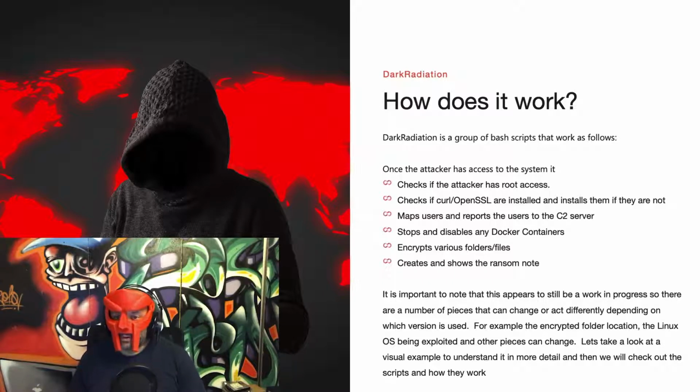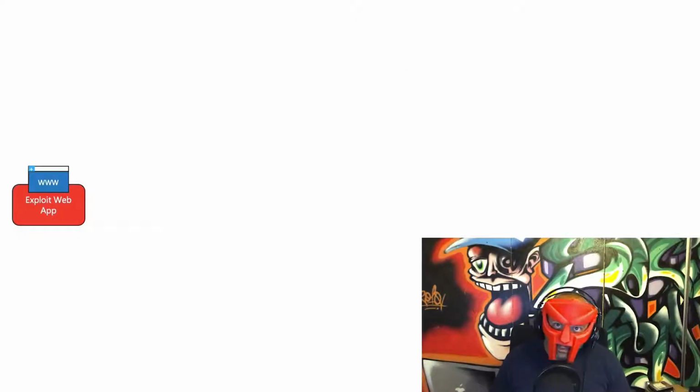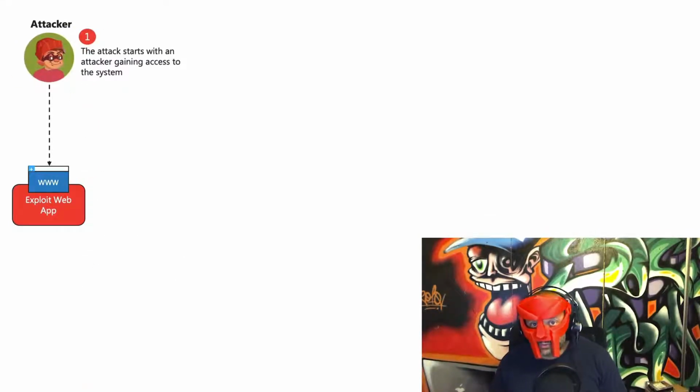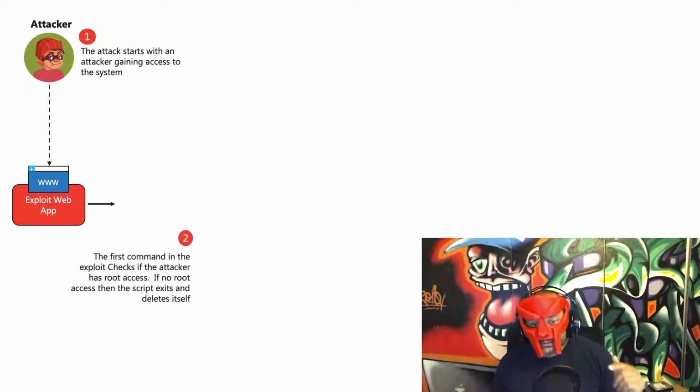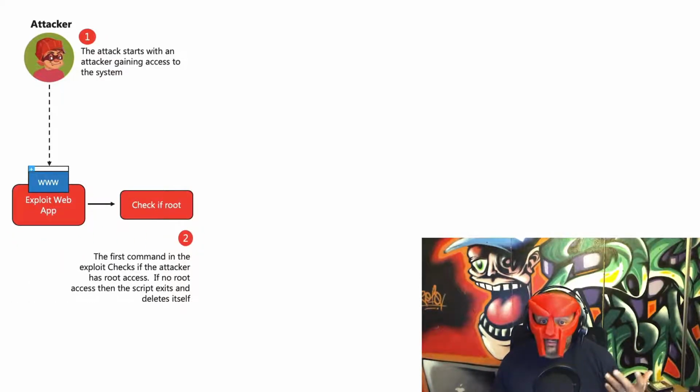Okay, so you have your website or a web server or some server that is infiltrated. The first thing that happens is the attacker gains access to the system through a vulnerability in the system itself. The second thing is he's going to check to see if he has root capabilities. If there's no root access, then, like I said, the script exits and deletes itself.